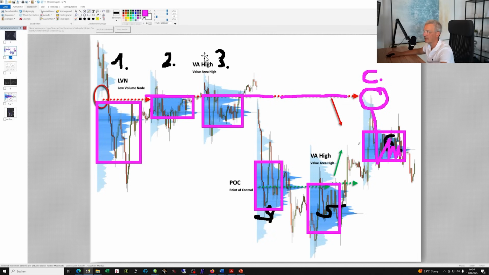Now, the only question that remains is, how can you accurately and reliably locate such areas? And what additional information do you actually need in order to, for example, successfully execute such a counter trade here? Because as we all know, there's always the possibility that a market will move up here and just break through.